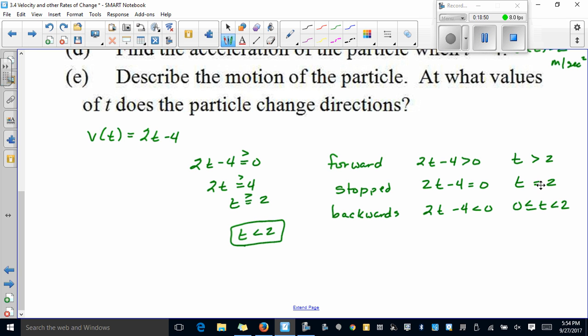So really from the first 2 seconds, he moved backwards. At 2 seconds, he stopped and turned around and kept going. So does it describe the motion of the particle at what values? Really, that's what they're asking you. At what values of t does the particle change directions? It changes directions at t equals 2. It's moving forward when 2t minus 4 is greater than 0. That's going to be when t is greater than 2. And it's moving backwards when it's less than 0. So between 0 and 2 seconds, it's moving backwards. So if it started here, it went this way, and then it went this way. And you can see it did overlap here.